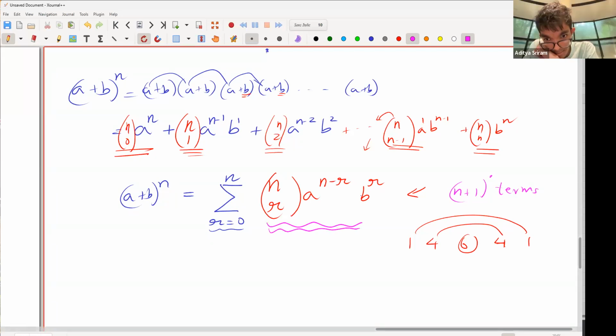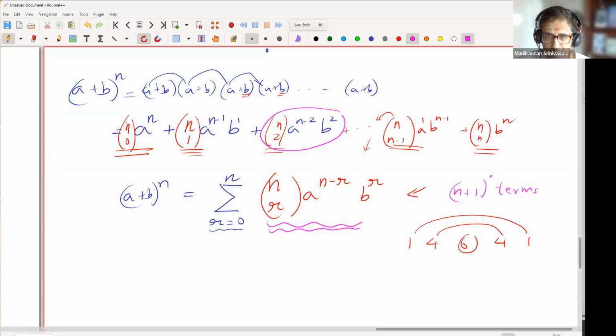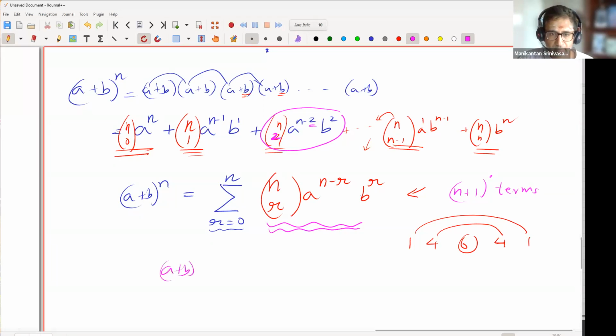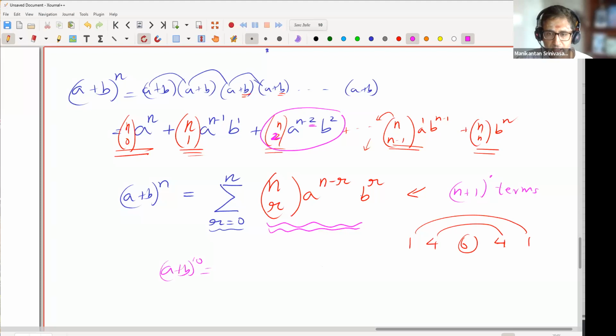If I pick any general term, in this case r is 2, so I'm replacing r with 2. There are r locations from which I'll have to collect my b's, and n minus r locations from which I have to collect my a's. So of the n places, let's say n is 10, a plus b power 10, I'm looking specifically at the coefficient of a power 6, b power 4.